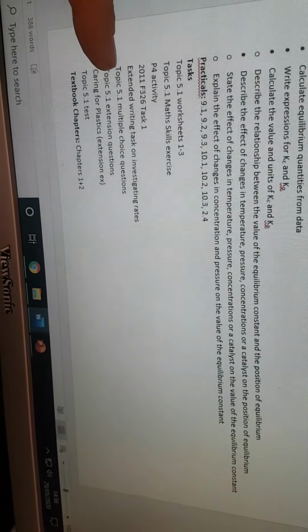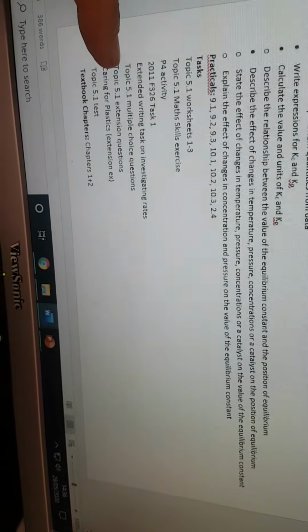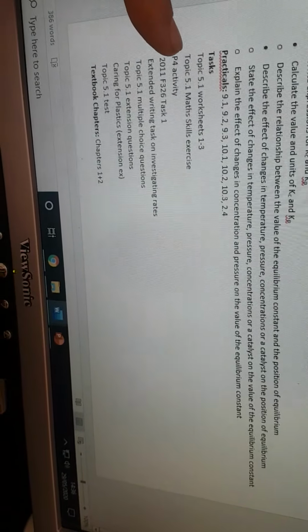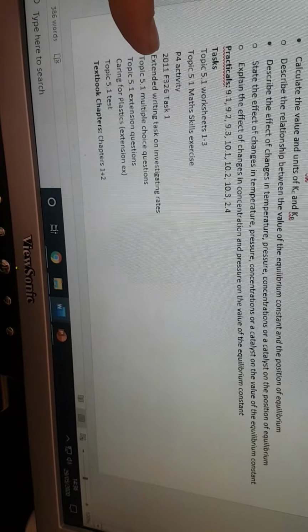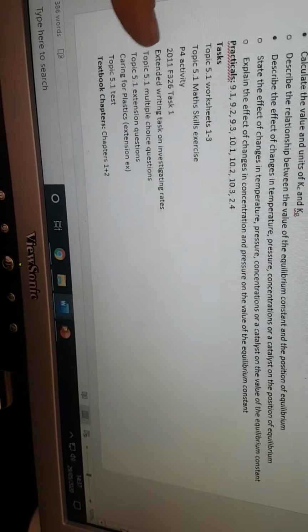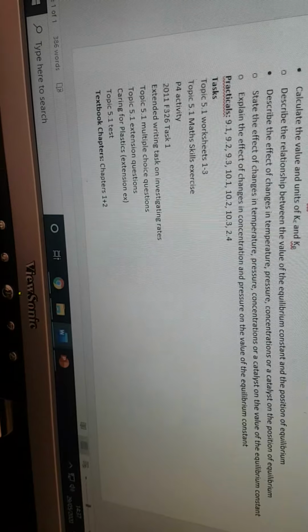I've also set you one of the extension questions, which you can attempt if you wish to. You don't all have to do the extension question. I want you all to do the page 4 activity and the extended writing task. Those are compulsory. The extension question is optional, really for those aiming for an A or an A star.